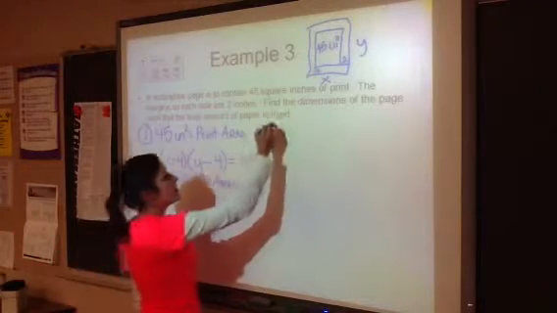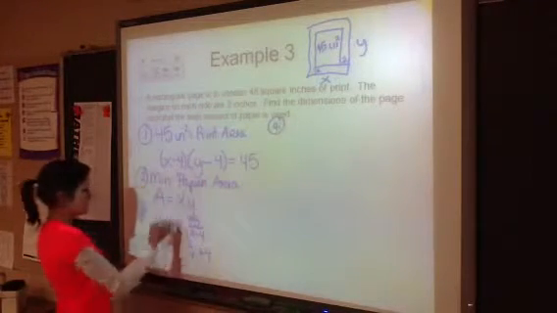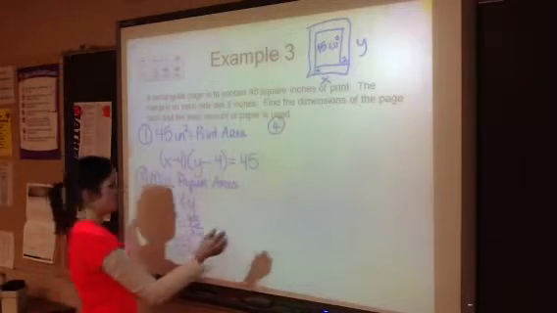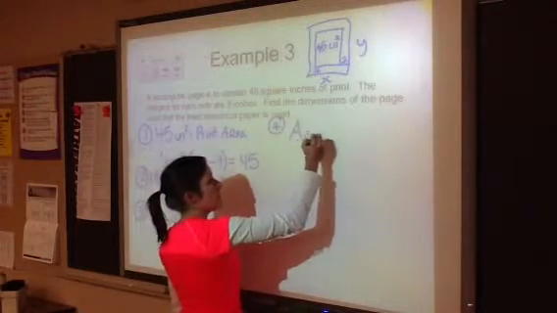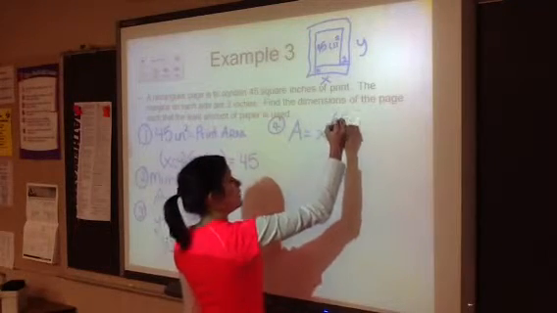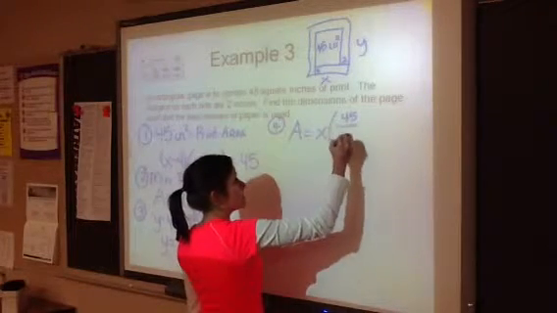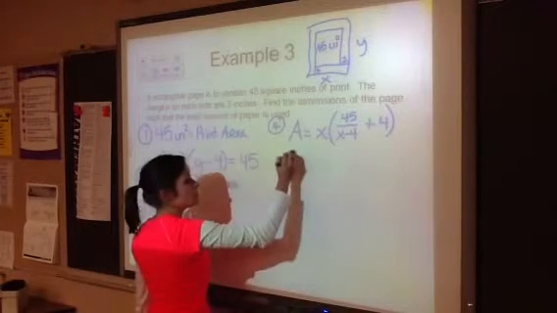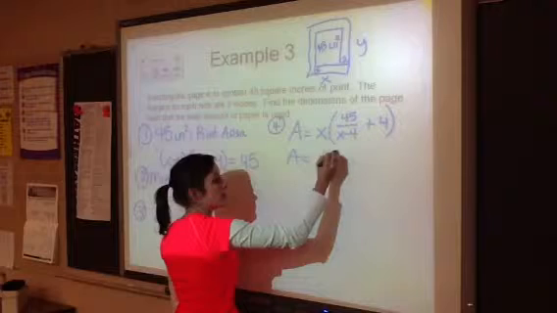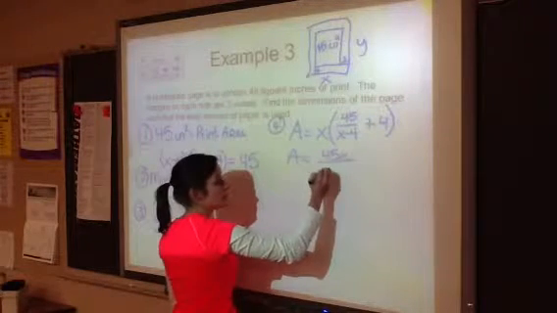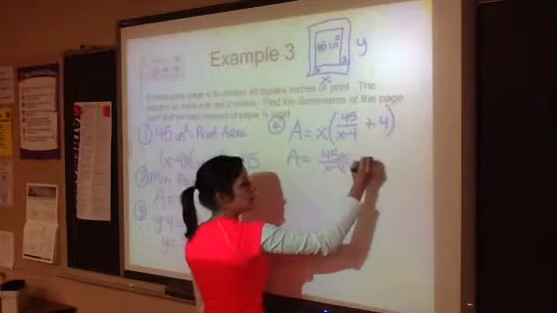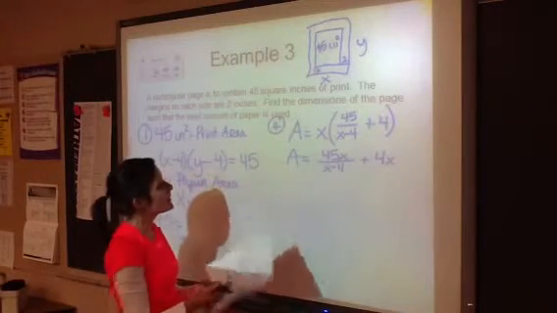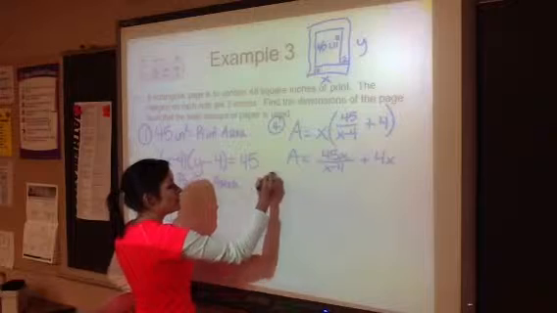So step 4 is to put those two equations together. So we're going to put this in the place of Y. So we got our area equals X times 45 over X minus 4 plus 4. So we're going to distribute. So we get 45x over X minus 4 plus 4x. Yay, go us. So from there, we are going to find the derivative.